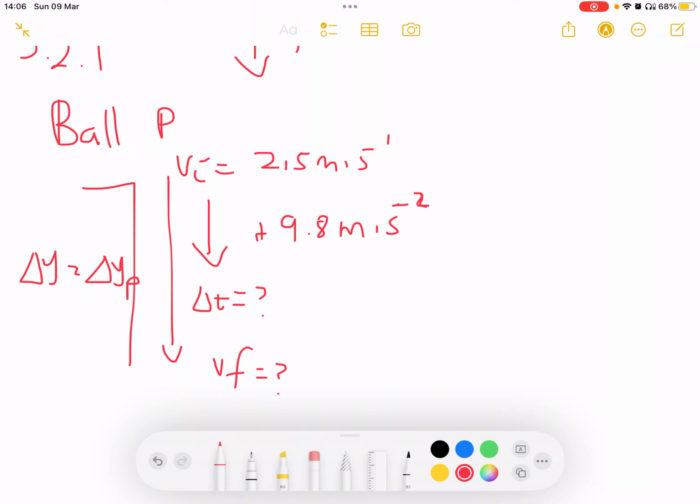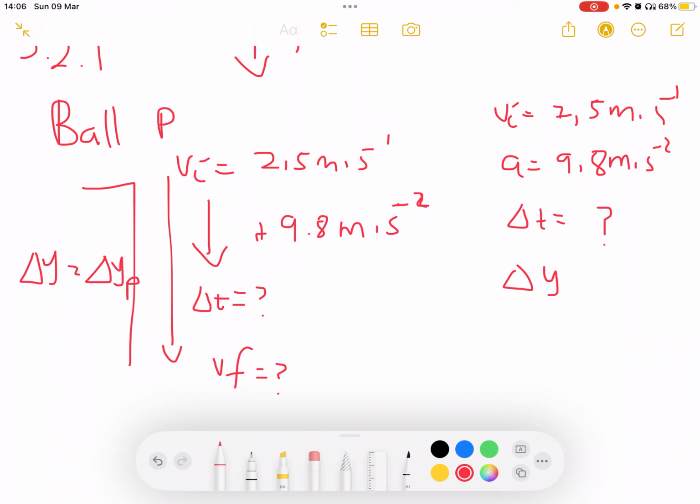We're actually looking for 4 variables to use in our equation of motion. So we have V initial, which is 2.5 meters per second. We have acceleration, which is 9.8 meters per second squared. We also have time, that it took from the top to the ground, which is delta t. That's what we're looking for. And we have the height of the building, which is delta y, which we will call delta y of P.